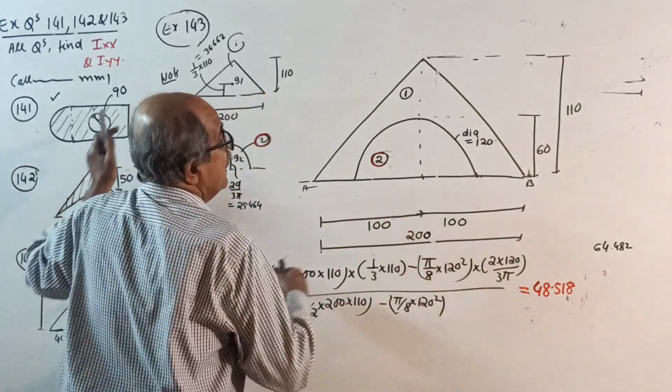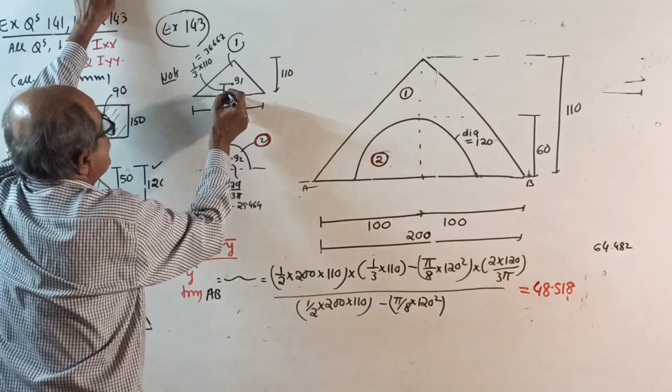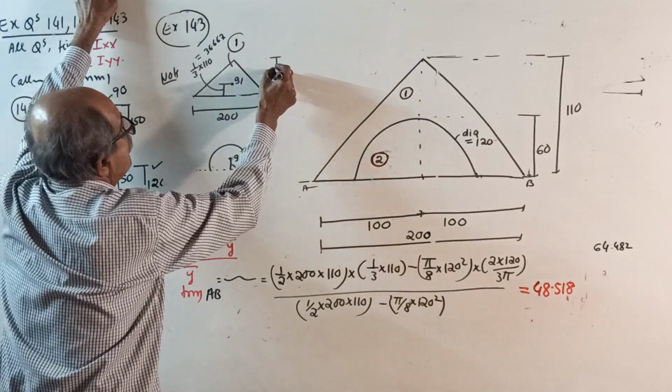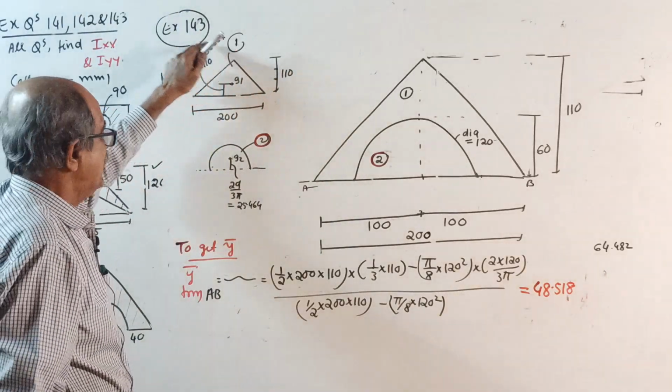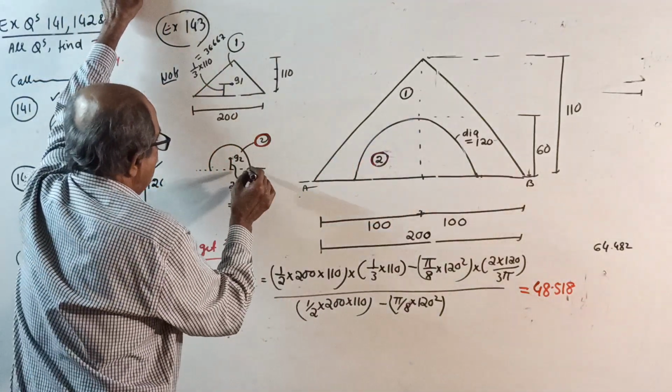Height they told 110. This is your figure number 1. Centroid is divided into 3 parts, height wise divide 3 parts. This is 1/3 of 110, 36.667. Second one is cutout portion. See, warning.